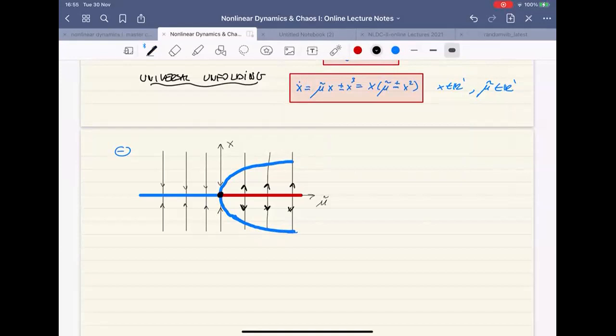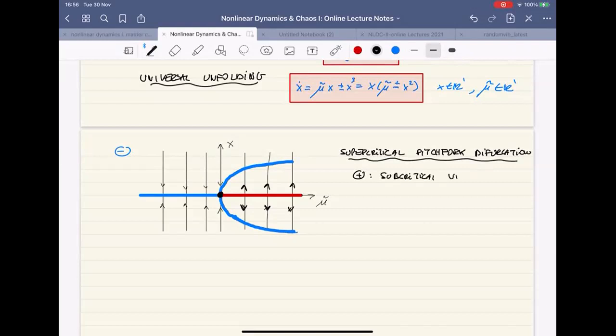And because it happens over the critical value, definitely this time, we would call it a supercritical pitchfork. And this is what we see a lot in mechanical systems. For the plus sign, it's subcritical. That doesn't change much, except that you will have it here.